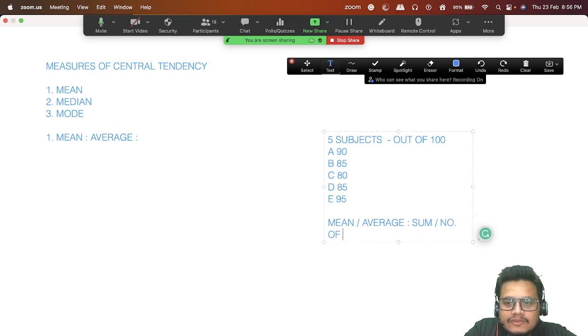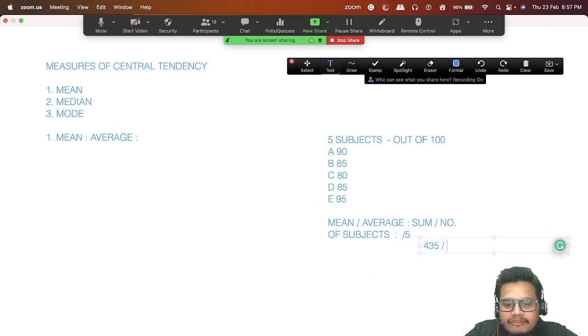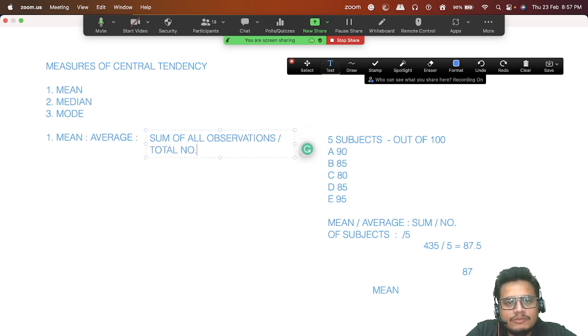divided by the number of subjects, meaning 90 plus 85 plus 80 plus 85 plus 95, the total sum divided by the number of subjects. How many subjects do I have here? 5 subjects. 435 divided by 5. The average is 87. So this is my mean. Now what is the formula of mean? Sum of all the observations divided by the total number of observations.